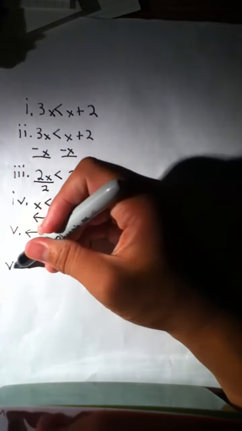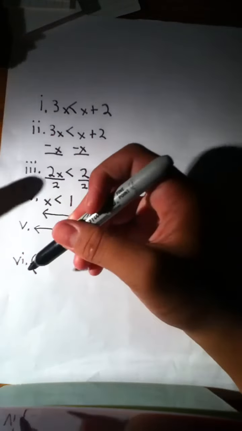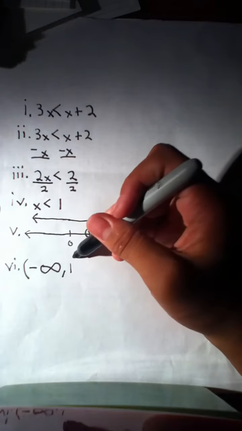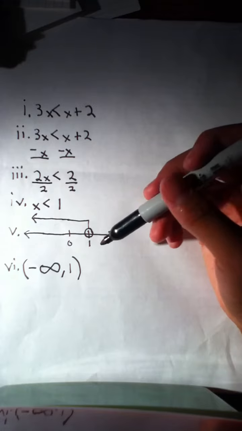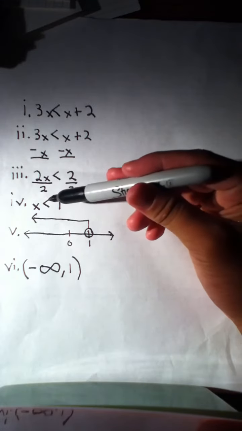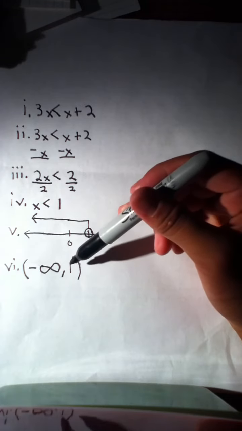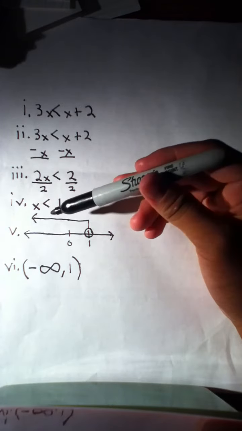So to write it in interval notation, you would put parentheses, negative infinity, comma, and 1 in parentheses. And the reason you would do this is because infinity would always have a parenthesis, and since the problem is less than, you would put a parenthesis here too. So it would be negative infinity because the arrow is pointing to the left.